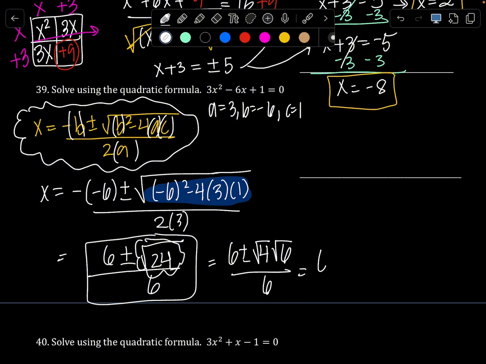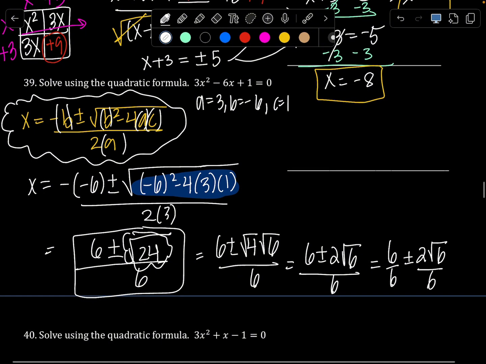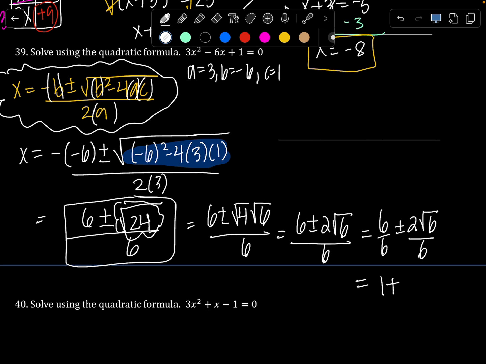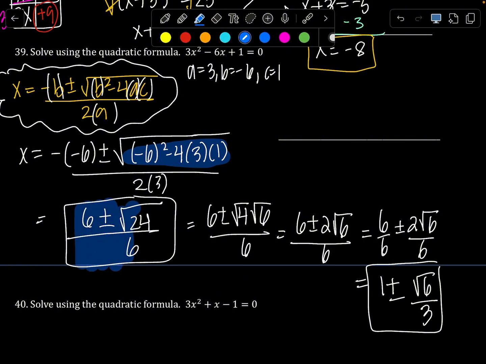So yes, I would like you guys in the future to simplify. This would be splitting it up: 6 over 6 plus or minus 2 radical 6 over 6 equals 1 plus or minus radical 6 over 3. Thank you. So essentially, don't worry. On the exam, I'm going to give you a problem where you don't have to simplify the radical. Okay, so there you go.